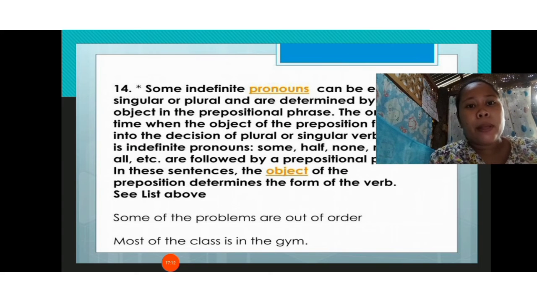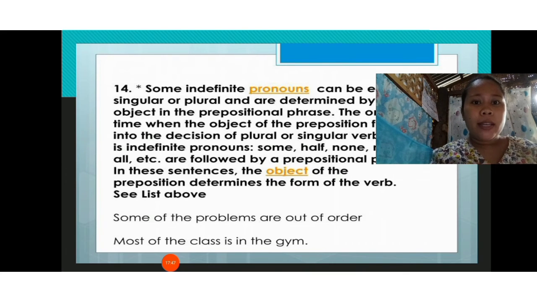Let's say, for example, some of the problems are out of order. So we have here the indefinite pronoun some. But let's take a look. What is our subject in the sentence? We have the problems. That means many problems. Since this is plural, the problems with S, we're going to use the plural form of the verb also, and that is are.